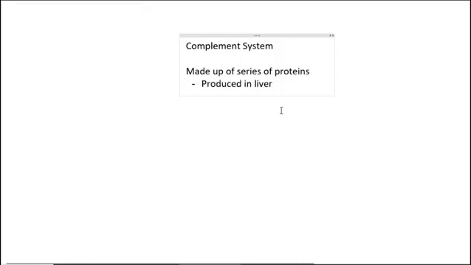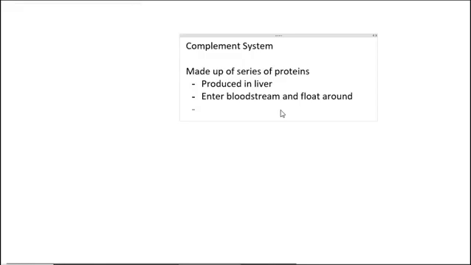In this video, we're going to talk about the complement system. The complement system is made up of a series of proteins, and these proteins are produced in the liver, and after they're produced in the liver, they enter the bloodstream and they just float around looking for pathogens. And there are a lot of proteins involved. This is going to be a very basic overview.